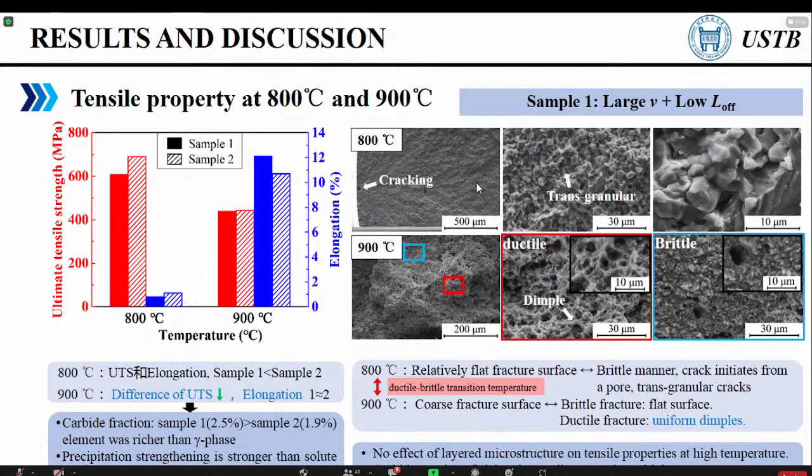The tensile fracture morphology of sample 1 and 2 were similar, fractured in a brittle manner at 800 degrees centigrade. The crack initiated from a pore at 900 degrees centigrade. The fracture morphology consists of ductile and brittle fracture. The ductile fracture was characterized by dimples. It indicates that the ductile-brittle transition temperature is between 800 and 900 degrees centigrade.